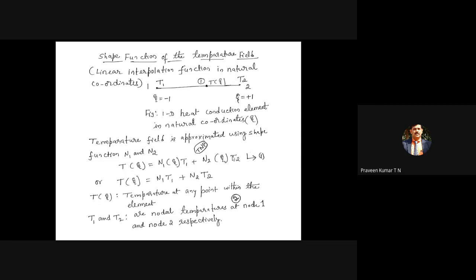One thing is, you know the temperatures T1 and T2. Those temperatures T1 and T2 we can calculate by using the global equilibrium equation, like KQ equal to F for a bar problem. But when it comes to a temperature problem or heat element, KT equal to Q. So now we can write T of xi equal to N1 T1 plus N2 T2. Now this point is very important to understand, why we require the interpolation function. T of xi is the temperature at any point within the element.